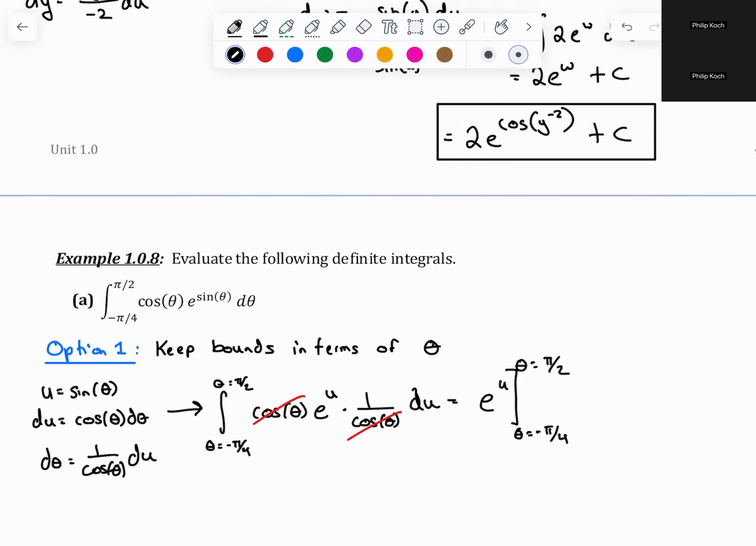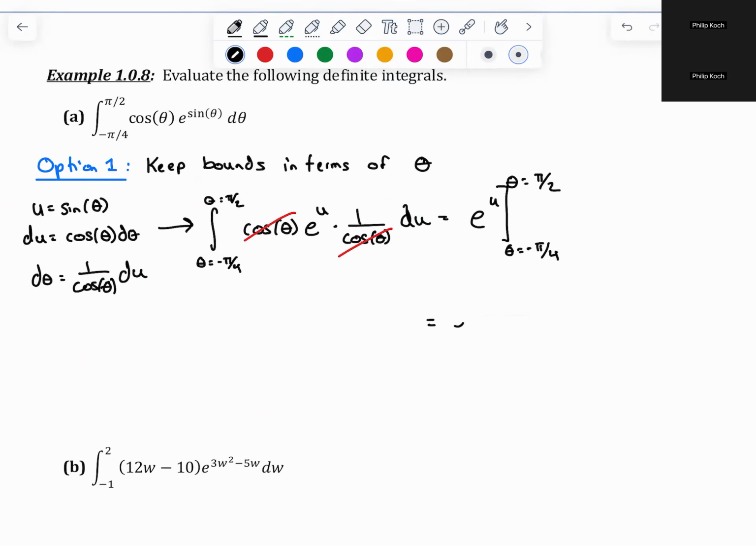Now what I'm going to do is switch it back to being in terms of theta. So this is e to the sine theta from negative pi over 4 to pi over 2. Now that I've gotten it back in terms of theta, I can drop the theta equals because these are theta bounds. And doing so, I get e to the sine of pi over 2, which is 1. There we go. So it's e to the first power, or just e, minus sine of negative pi over 4.